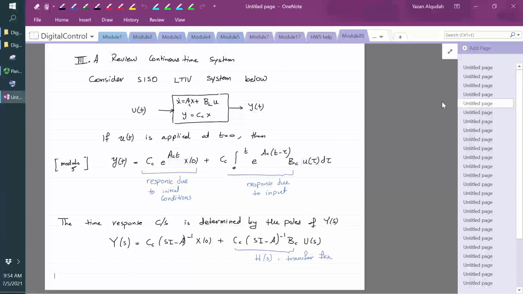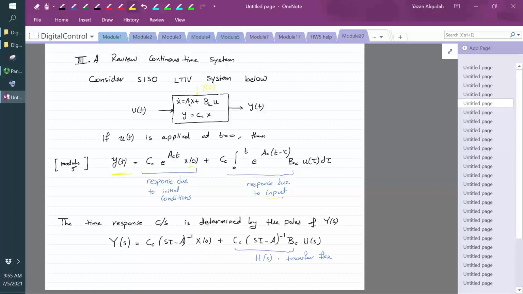If I have a single input, single output linear time invariant system represented by the state space representation that we have here, with an input u of t and output y of t, and I apply an input u of t at time equal to 0, then the output y of t is given by this expression. Y of t is equal to the C matrix, e to the A_c t, multiplied by the initial condition x of 0, plus C_c integral from 0 to t of e to the A_c (t minus tau) B_c u of tau d tau.